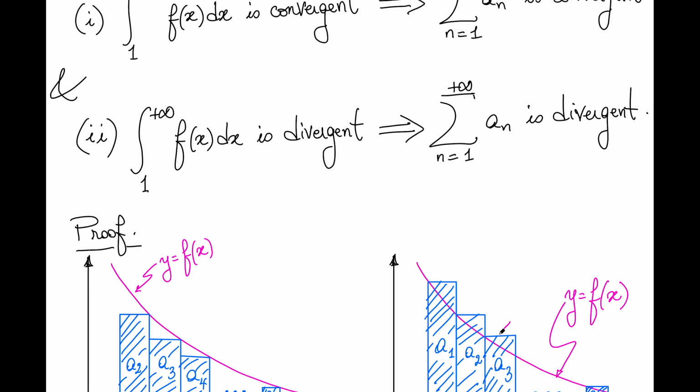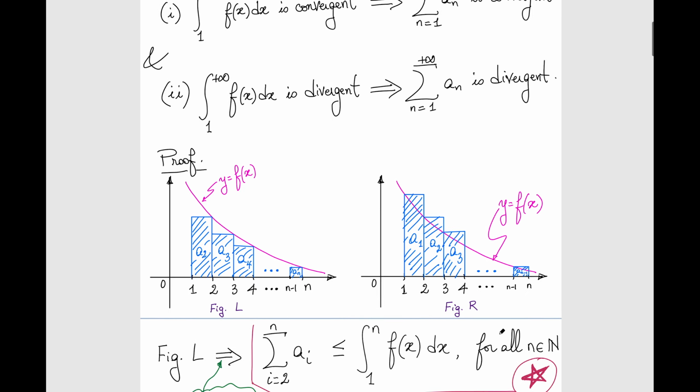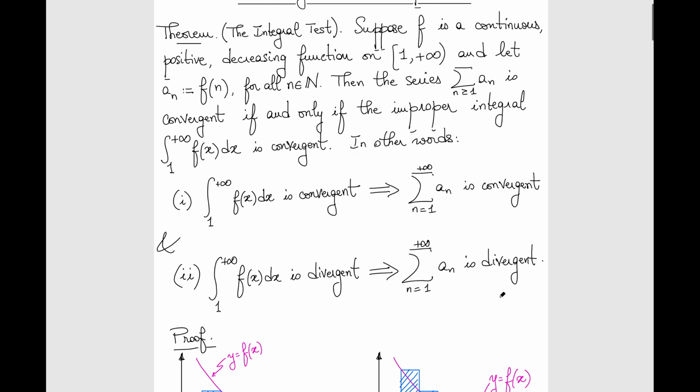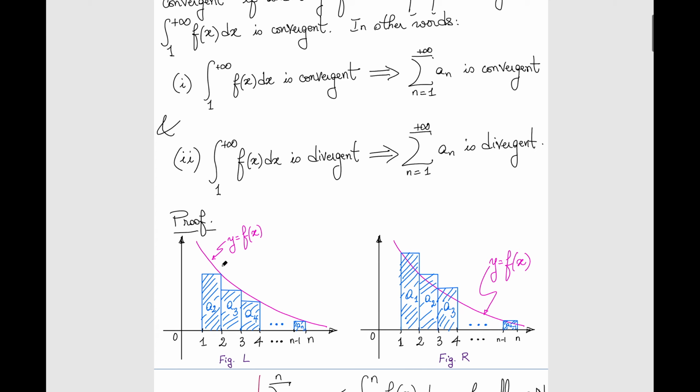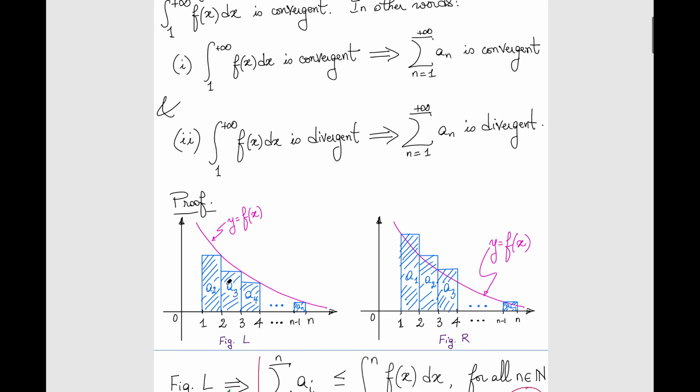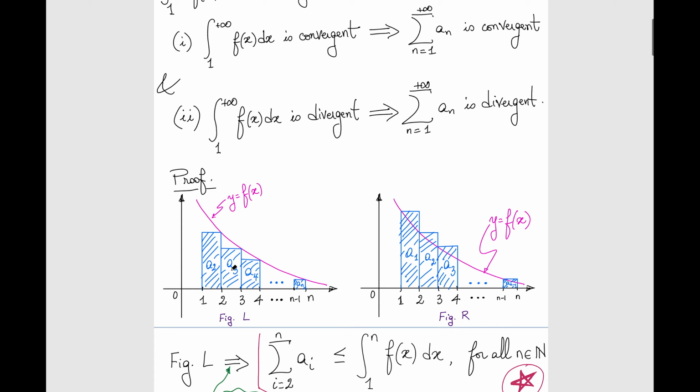So what are we given? We're given a function which is continuous, positive, and decreasing on 1 to infinity. So the function looks like something like this, correct? The pink curve. I'm going to create two figures, figure L for left, figure R for right, and I'm going to look at those rectangles. On the left figure, I'm going to look at rectangles where their height is the image of the left endpoint of that interval.